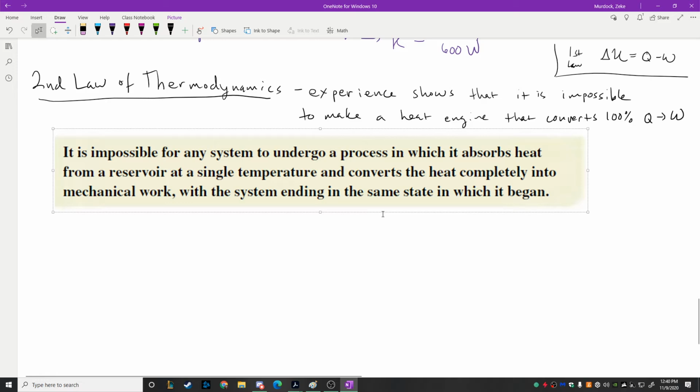So let's just look at this and talk about what it means and why it's true. It's impossible for any system to undergo a process in which it absorbs heat from a reservoir at a single temperature and converts the heat completely into mechanical work. So why is this true, based on what we know so far? Why is this true?